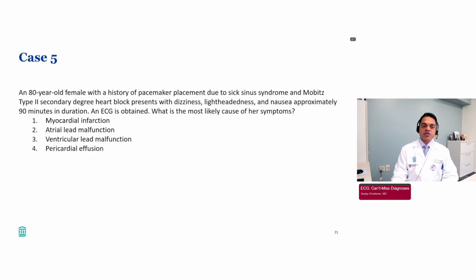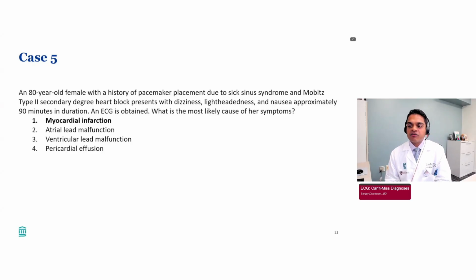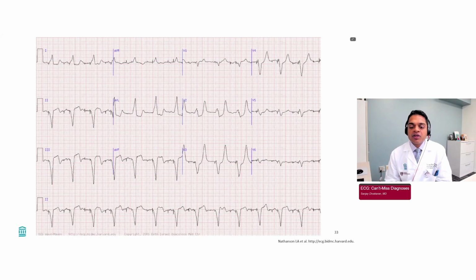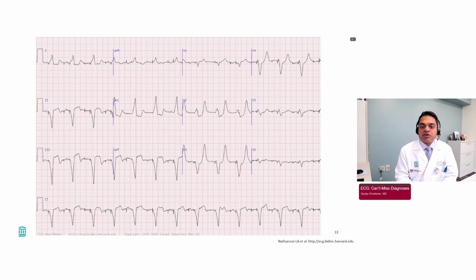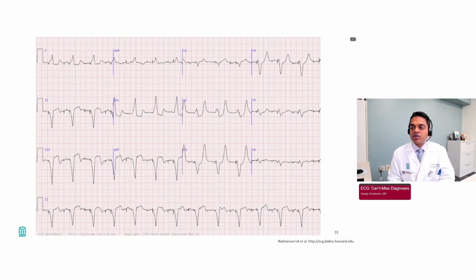Okay, a good spread here. So the correct answer here is 1, myocardial infarction. In the previous case, we talked about someone with an intrinsic left bundle branch block. And in this case, we have an iatrogenic left bundle branch block because the patient's paced. And there are challenges, of course, with detecting ischemia when someone has a left bundle branch block.